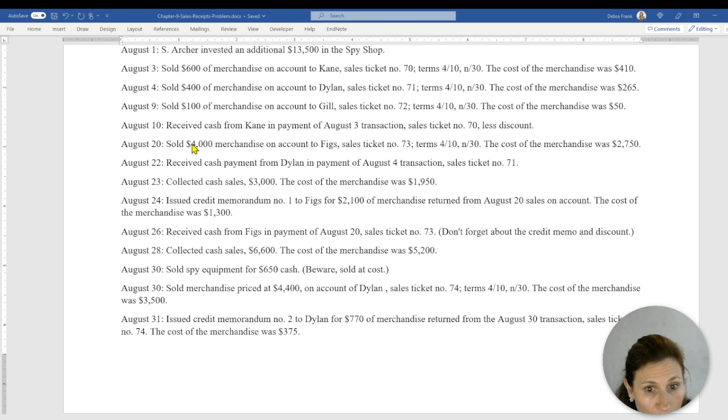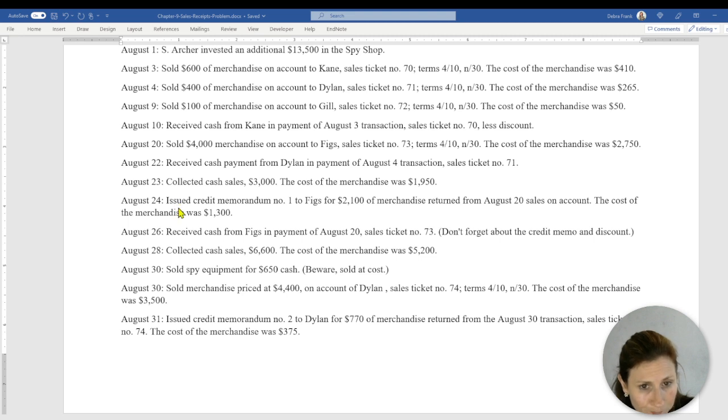So we would look at August 20th. And they were nice. And we wrote in, don't forget about the credit memo and discount. So that was nice. Normally you would have to just pay attention, oh, let's go check to see what FIGS had happened. Well, we see that we sold it on August 20th and we do have a 410 for the discount. Okay, let's look. August 20th and receiving it on August 26th. Oh, okay. That's within the discount period, so there is going to be a 4% discount. But there was also a credit memorandum.